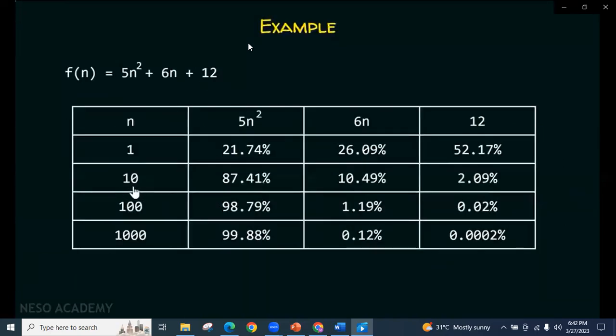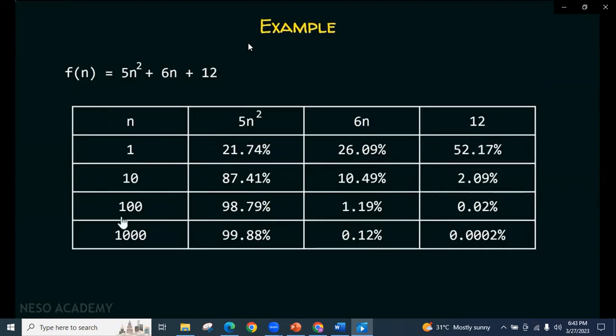Let's say n is equal to 10. In that case, 5n² is contributing 87.41% of the running time. You can clearly see the growth here from 21.74% to 87.41%, while 6n is decreasing from 26.09% to 10.49%. And 12, which we thought of as taking most of the time, is now taking just 2.09%.